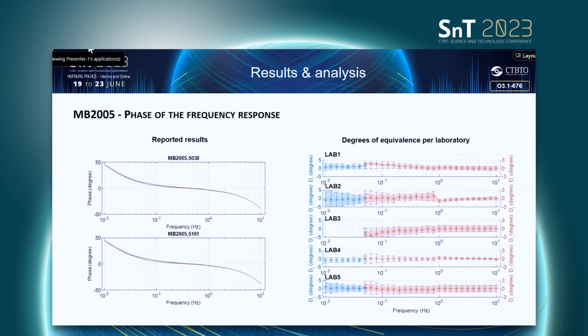Here for the phase of the frequency response, it is the same: on the left, the raw data, on the right, the degrees of equivalence. Here we have one situation of failure performance for lab 2 at 1 Hertz. For the other points, we have situations of successful performance. The degrees of equivalence are okay. Maybe also some situations of warning regarding the claimed measurement uncertainties for lab 4 at low frequencies, and also for lab 1 at frequencies around 0.1 Hertz. So these laboratories are encouraged to review and check their uncertainties.